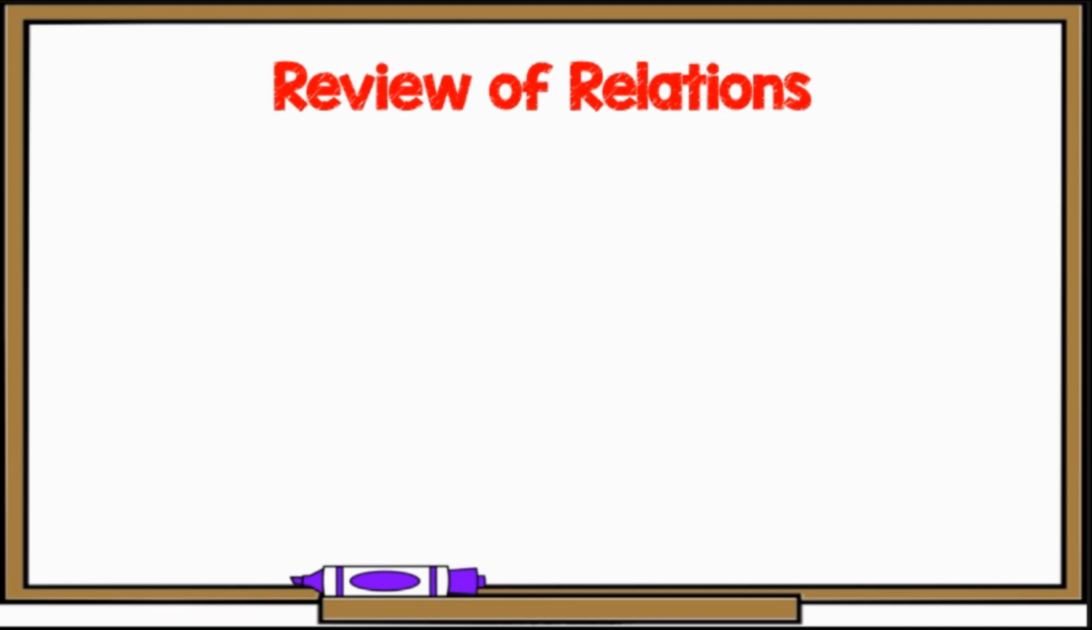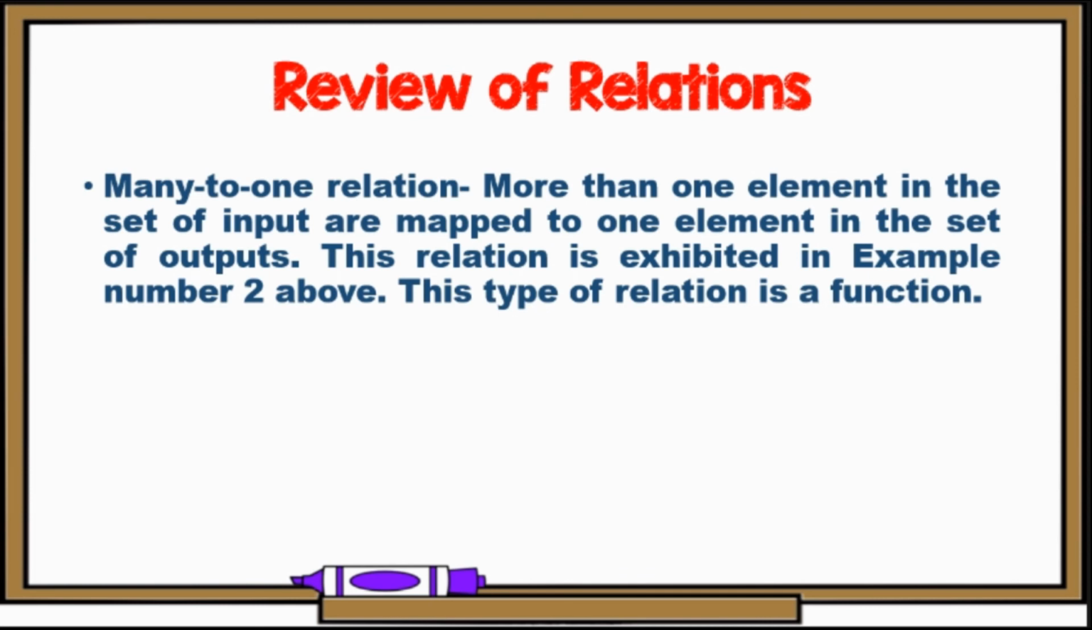For the next type of relation, we have many-to-one relation. More than one element in the set of input are mapped to one element in the set of outputs. This relation is exhibited in example number 2 earlier. Again, you can rewind so that you can see example number 2 and relate it to this definition. This type of relation is a function.